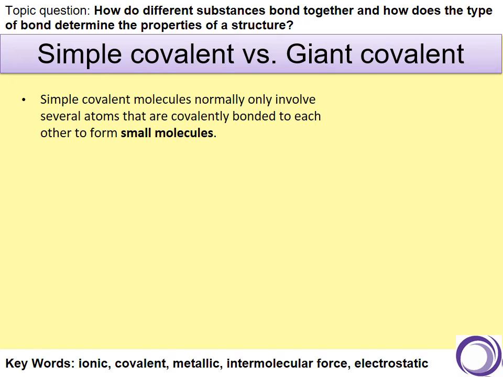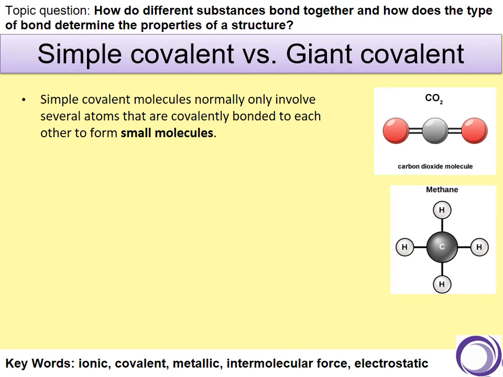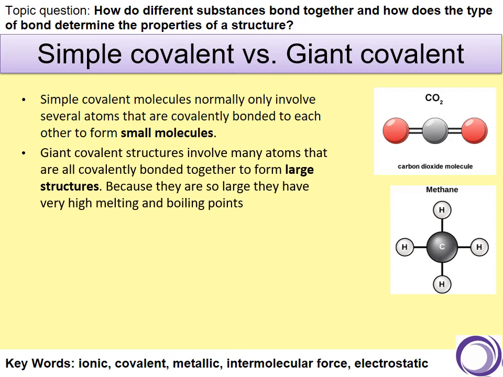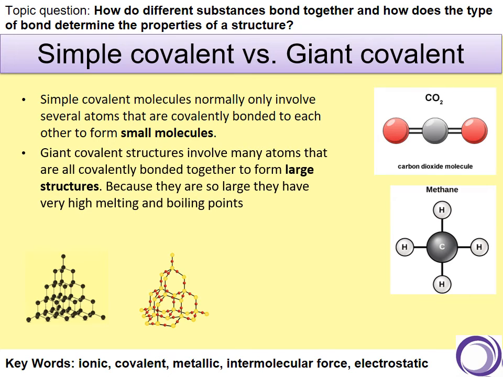These are small molecules, and if you remember, they have low melting and boiling points because they only have weak forces between the molecules. Carbon dioxide is an example of this, as is methane. But in today's lesson, we're going to look at giant covalent structures, and these involve many atoms that are covalently bonded together to form large structures. And because they are so large, they have very high melting and boiling points. Examples of these are diamond, silicon dioxide, commonly known as sand, and graphite.